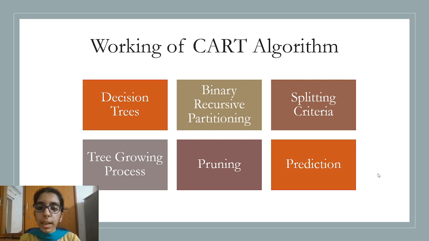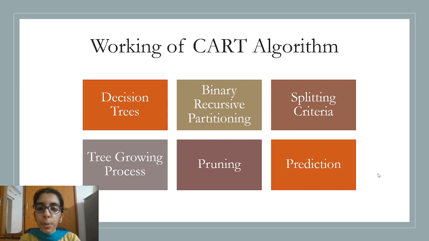Now, coming to splitting criteria. For classification tasks, CART uses impurity measures like Gini impurity or entropy to evaluate the homogeneity of a split. It selects the split that minimizes impurity. For regression tasks, CART uses measures like mean squared error to evaluate the homogeneity of a split. It selects the split that minimizes the error.